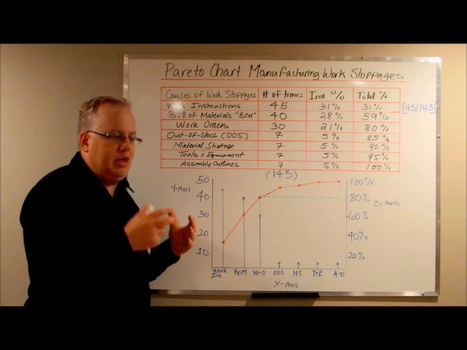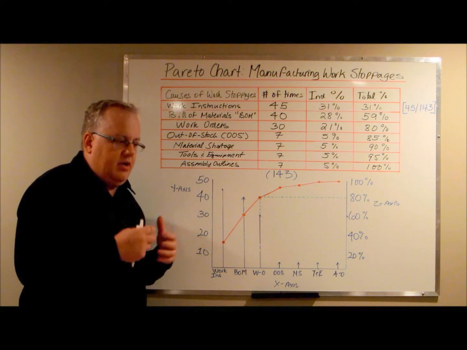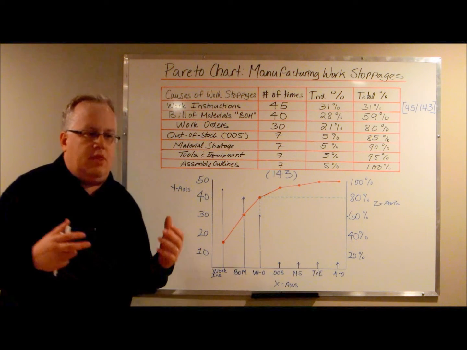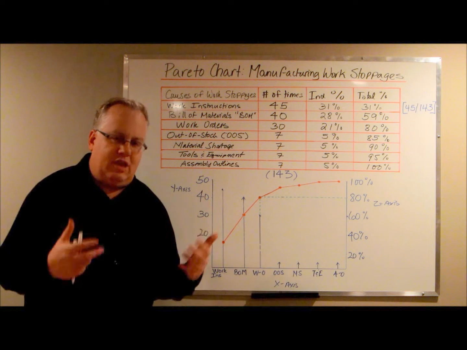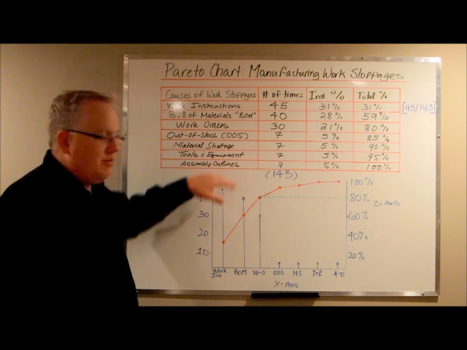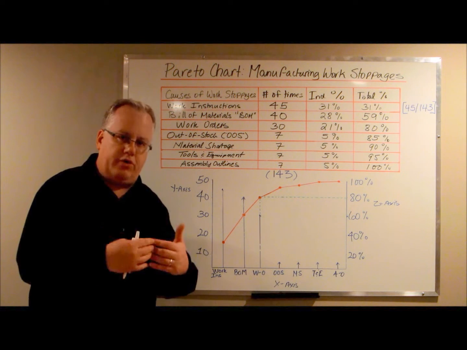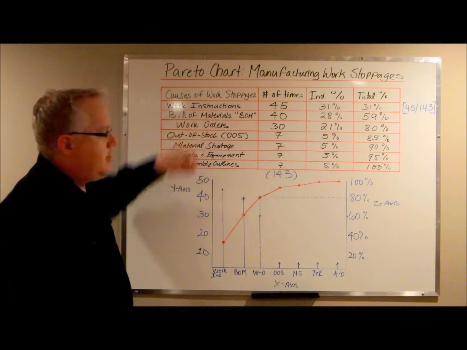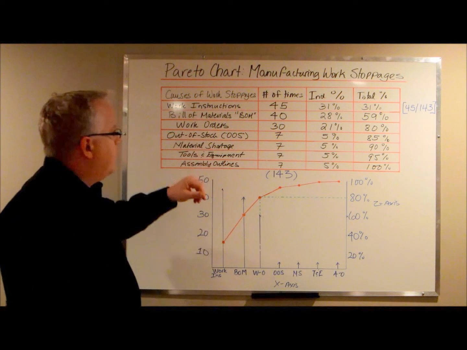Now, these don't have to be huge periods of downtime. They don't have to be long, prolonged periods of downtime. But any time a production employee or an operator has to leave the work cell because of one of these variables, you can account for it as a cause of work stoppage. Okay, so in this case, 45 times during the week, the operator had to leave the work cell because of poor work instructions.